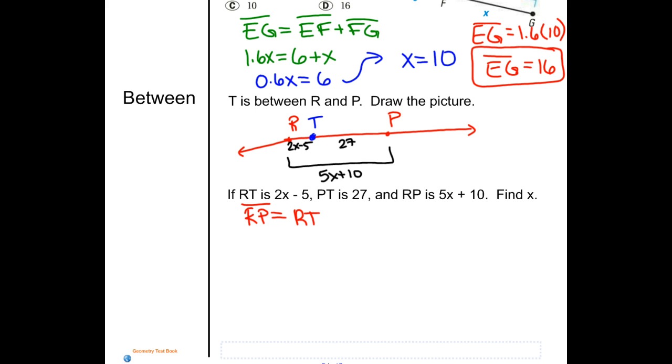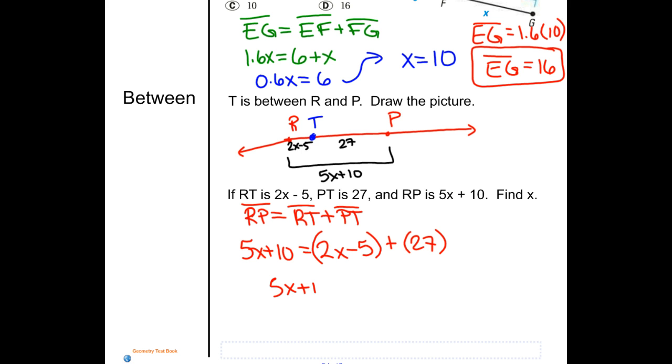We know that RP equals RT plus PT. It's okay that I write it that way, isn't it? It's the same thing as TP. So now we fill in our pieces that we know. We know that 5x plus 10 equals 2x minus 5, and I'll put that in parentheses, plus 27. Now I'm going to do some simplifying. Negative 5 plus 27, so 5x plus 10 equals 2x plus 22.